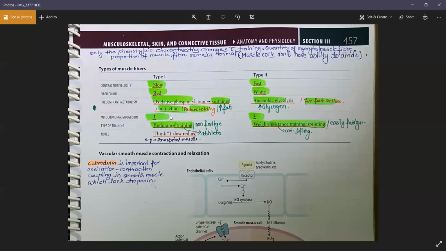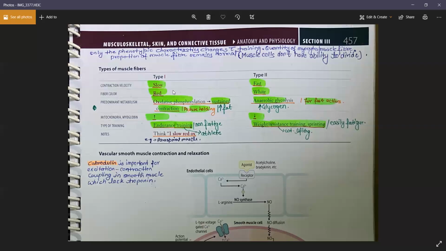No. So whenever you do either the weightlifting or you do the endurance training, please note that although the phenotypic characters of these cells will change, the number of the muscle fibers will always remain same. Even after the endurance training or the weightlifting, you have a growth in the muscle mass, right? But this growth in the muscle mass is all due to the hypertrophy, not due to the hyperplasia. So the number of muscle fibers always remain same, but the size of these muscle fibers are increased because of the hypertrophy. Is that okay?